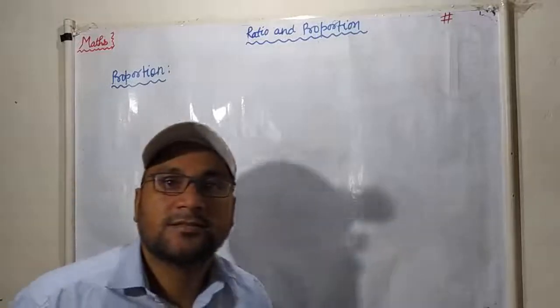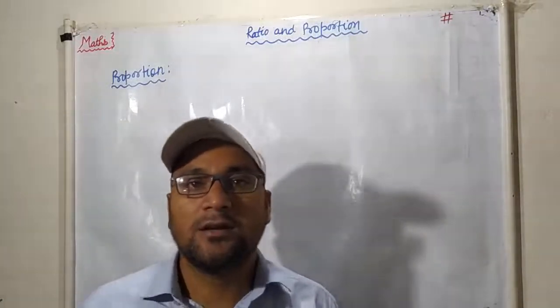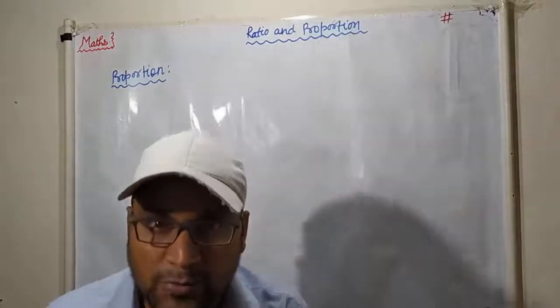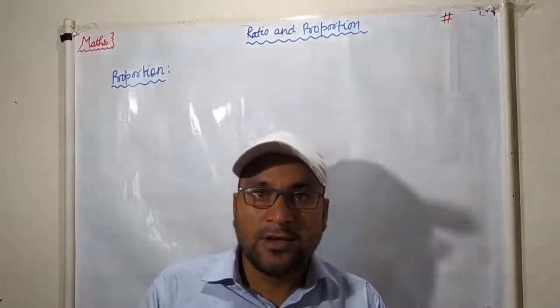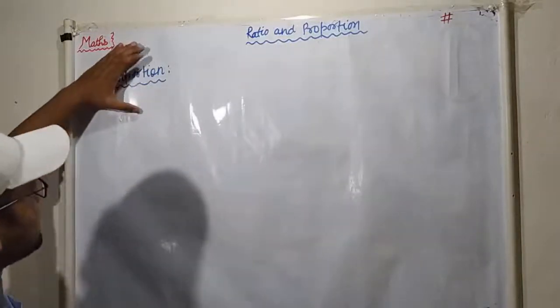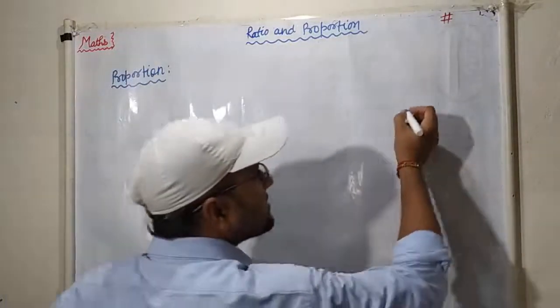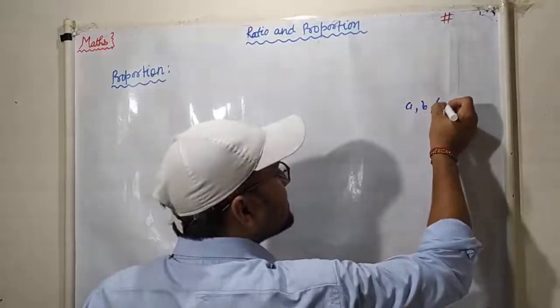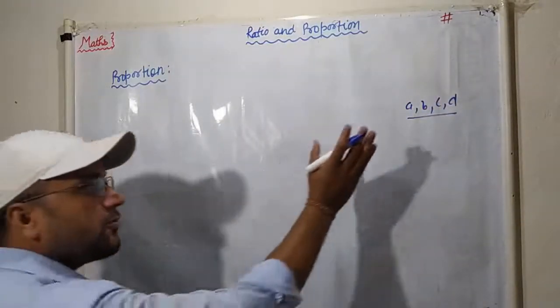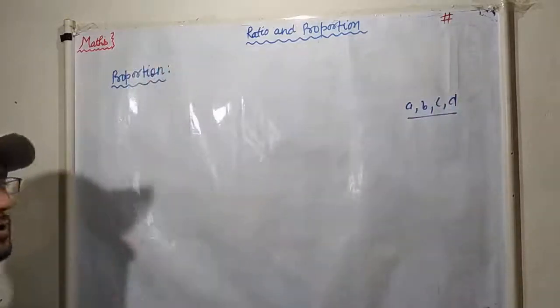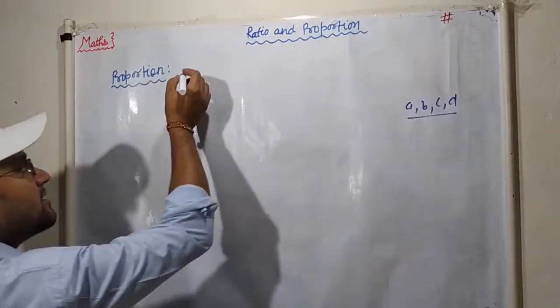Hello students, today I'm going to start a new topic, that is proportion. It is also related to the ratio, students. In proportion we use four quantities A, B, C and D. The relation between the four quantities is known as a proportion.